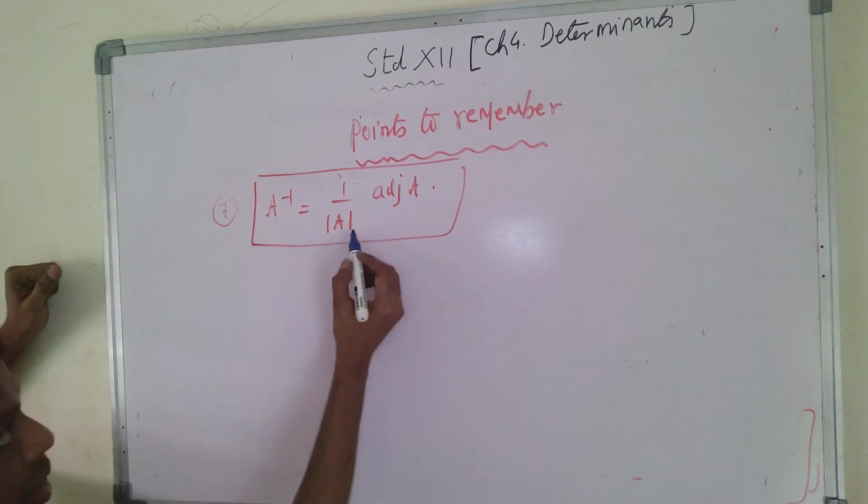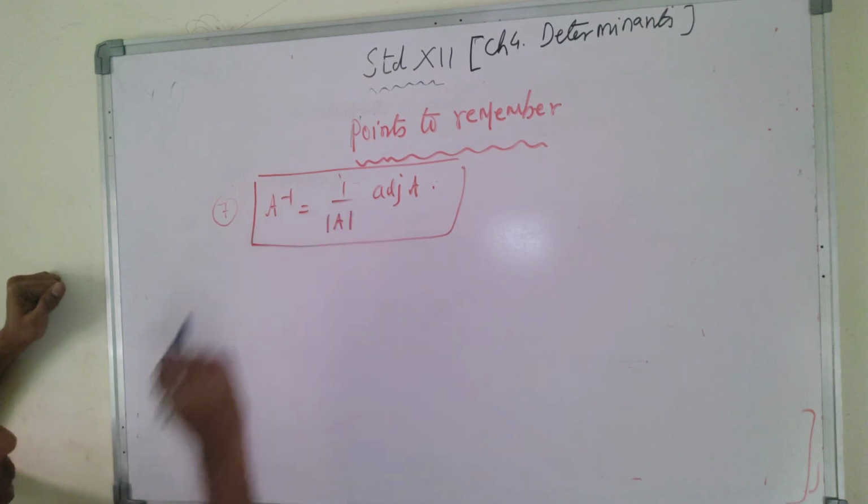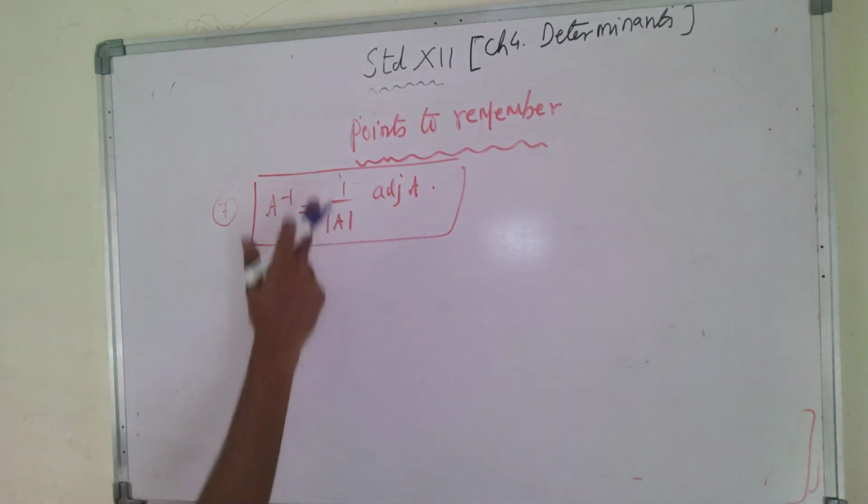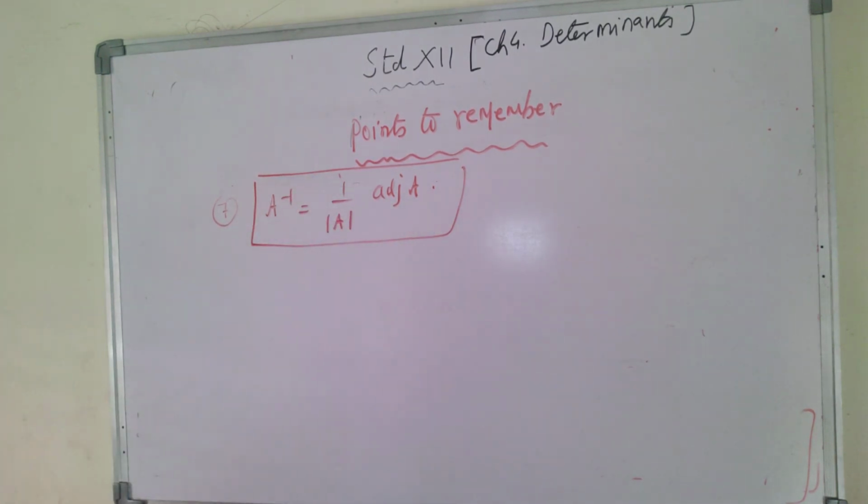That's the reason that determinant A should not be 0. If it is 0, then 1 upon 0 becomes meaningless and you cannot find the inverse. That's why it is very clearly mentioned that a matrix is invertible if and only if the determinant A is non-zero, or the matrix is non-singular. That means the value of the determinant A should not be equal to 0. So let us quickly take an example to find the inverse of the given matrix using this formula.